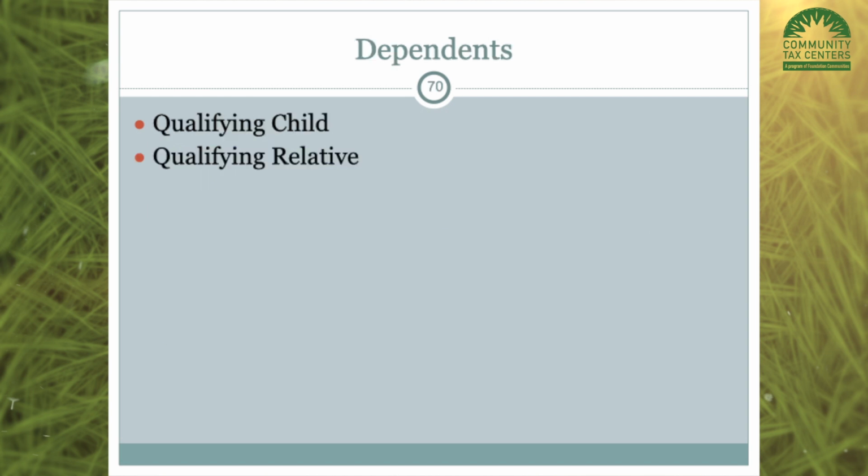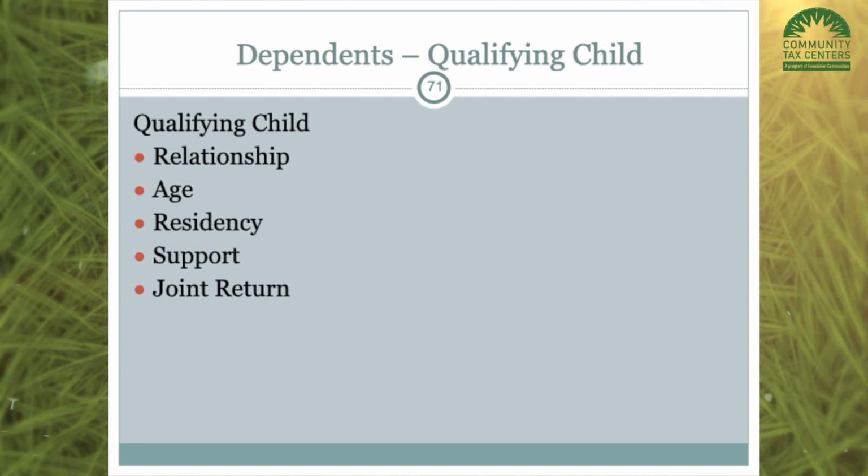There are two types of dependents. There's the qualifying child, and we have the qualifying relative. So we're going to talk about the qualifying child first. And for the qualifying child, there are 5 tests that have to be met to determine whether we can select qualifying child for that individual. There's the relationship, the age, the residency, the support test, and the joint return test.